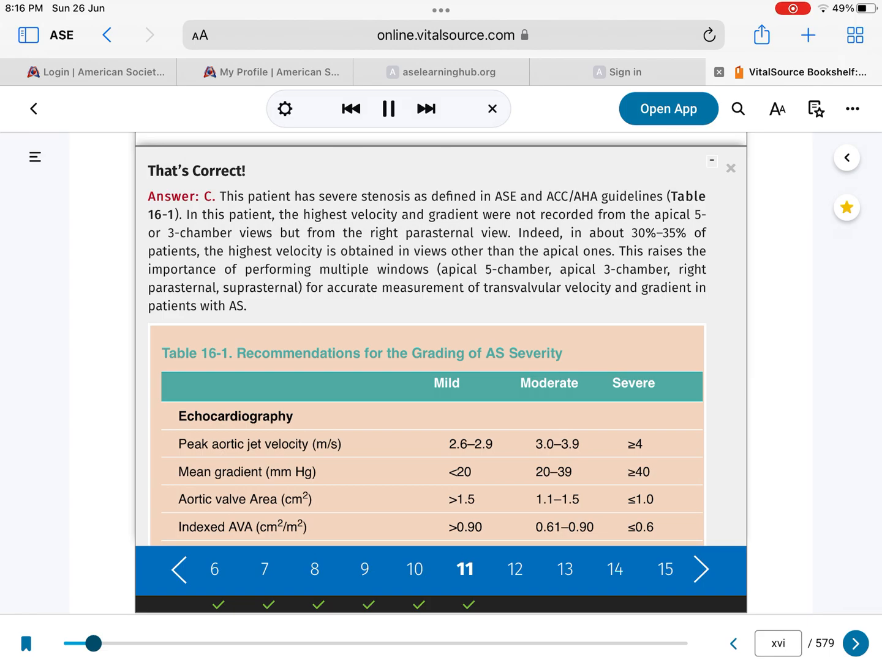Figure 16.5 shows the evaluation of the aortic valve hemodynamics. This patient has a normal LV outflow, stroke volume index 50.7 ml/m2, Figure 16-5A. In the apical 5-chamber view, Figure 16-5B, the peak aortic jet velocity is 3.7 m/s. The mean transvalvular gradient is 36 mm Hg, and the aortic valve area, AVA, is 1.01 square centimeters. Figure 16-5C also shows the measurements of transvalvular gradient from the right parasternal window.